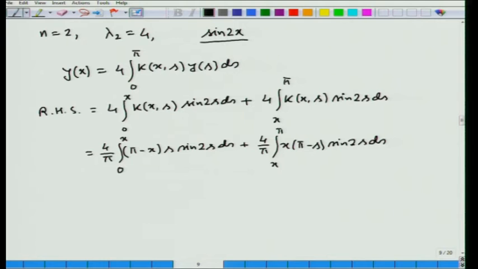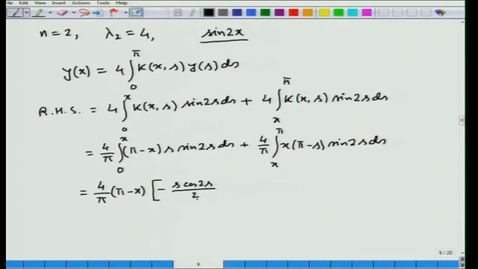Of course, this pi minus x can be taken outside of the integral sign, and x can be taken out from the second integral sign. Then, using the formula for integrating by parts, we find 4 by pi multiplied with pi minus x, and then integrating we find s minus cos 2s divided by 2. We are considering this s as u and sin 2s as v. So, this is u integral v dx.